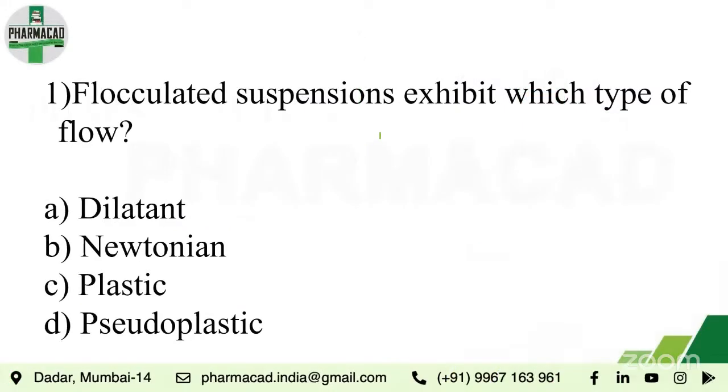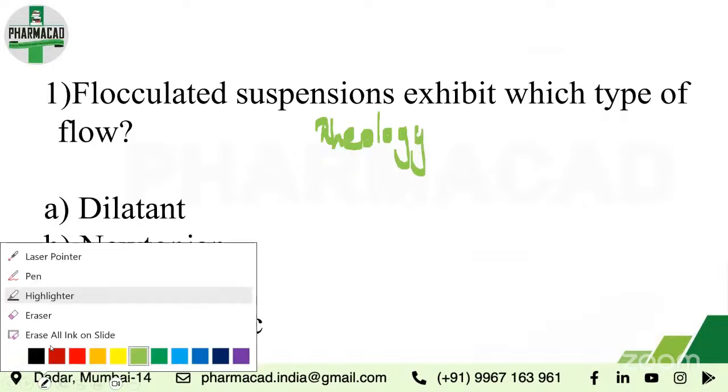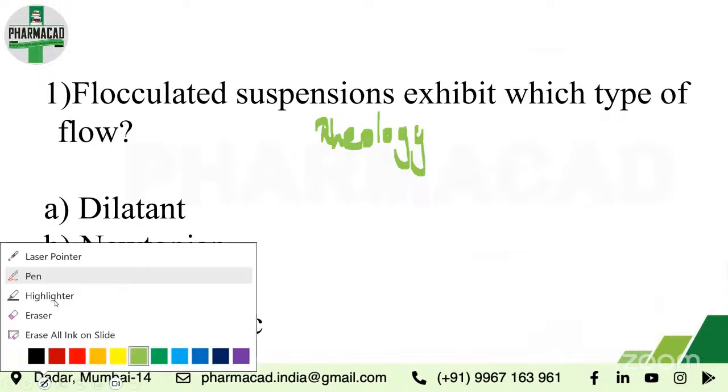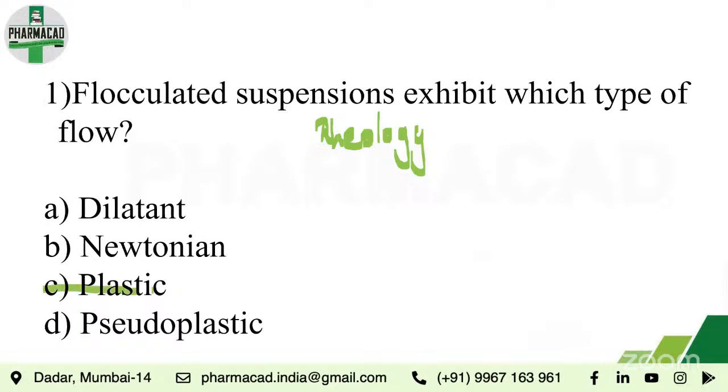First one, flocculated suspensions exhibit which type of flow? This is a very direct question from rheology. What flow does a flocculated system exhibit? C, plastic. Very good. Yes, the right answer is C, plastic.